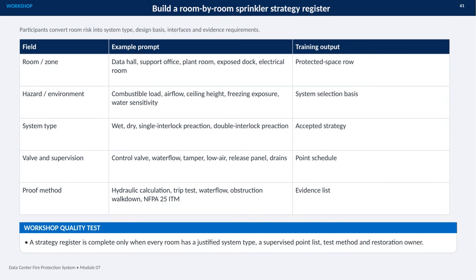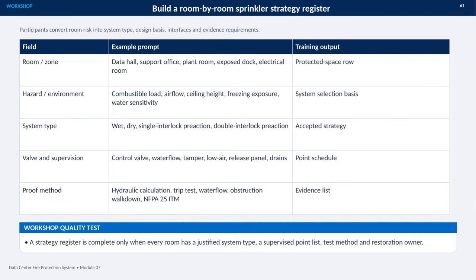Start by identifying the space, such as a data hall, support office, plant room, exposed dock, or electrical room. Then capture the conditions that influence protection: combustible load, airflow, ceiling height, freezing exposure, and water sensitivity. Those factors support the selection of a wet, dry, single-interlock preaction or double-interlock preaction system.